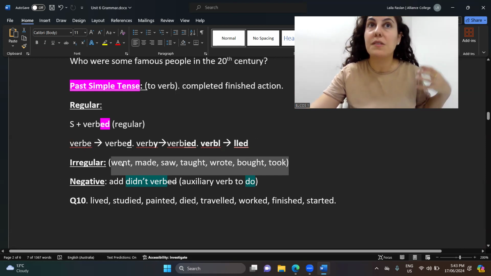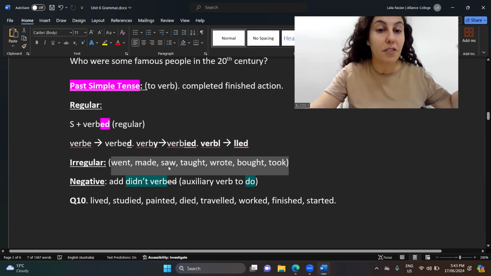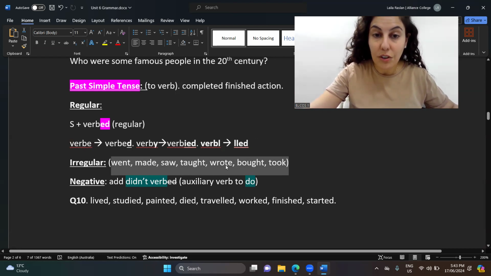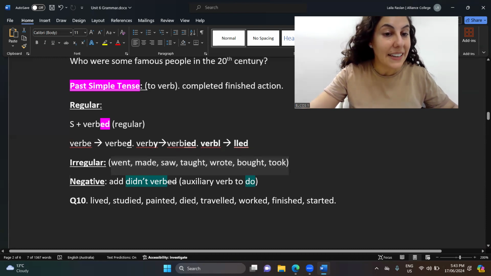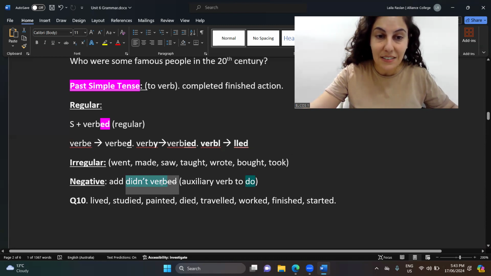So went comes from the verb go. Made comes from the verb make. Saw comes from the verb see. Taught, teach. Wrote from the verb write. Bought, buy. Took, take. Now to make it a negative, this action, you just add didn't, verb.